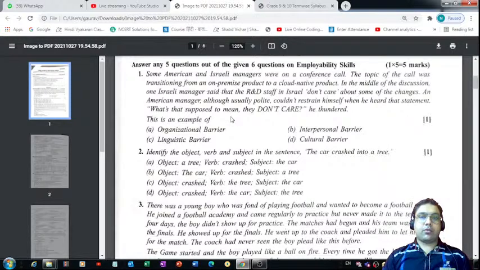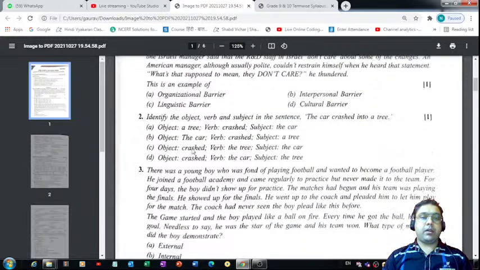So maybe it's possible that there was a communication gap, but why was this communication gap there? It's just because of language difference. So the correct answer of this one is linguistic barrier. Organization barrier is not the correct one. Interpersonal barrier, no. Cultural barrier, no. Correct answer is linguistic barrier. Let's come to the second question.